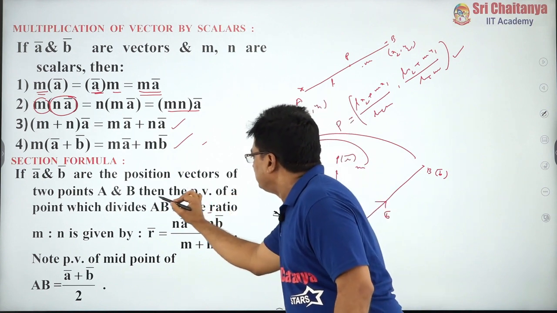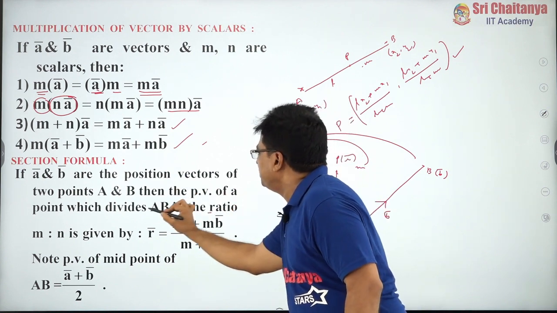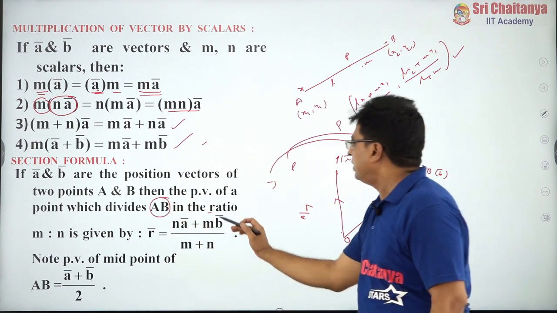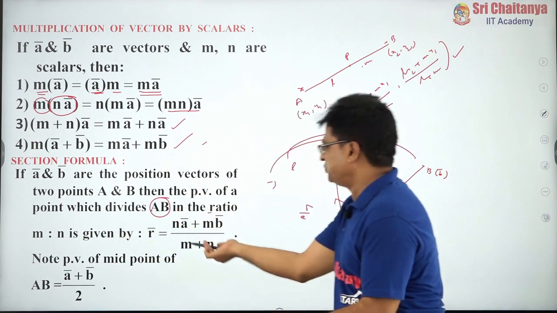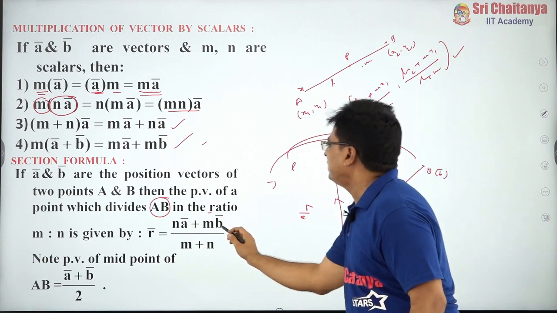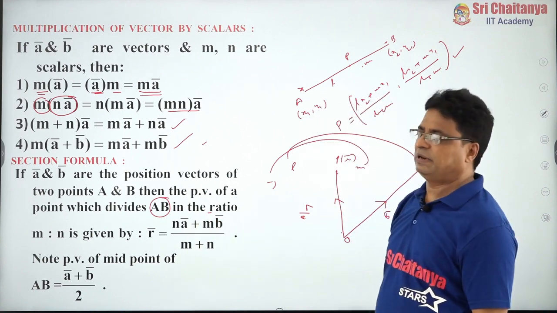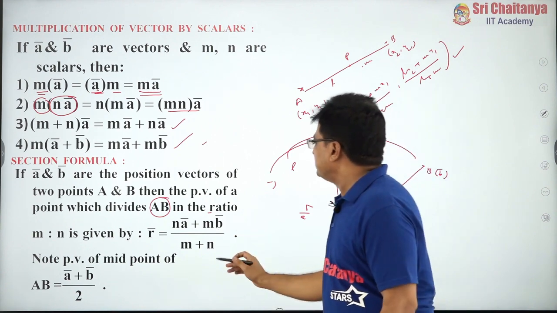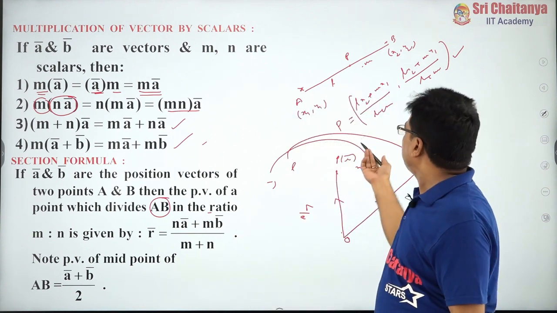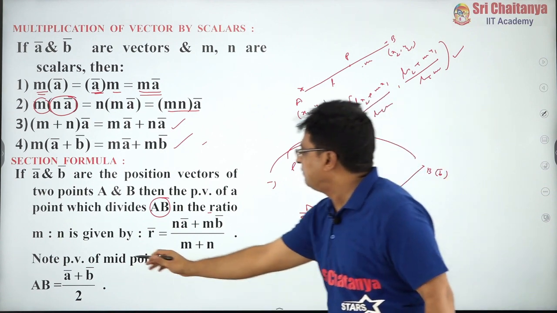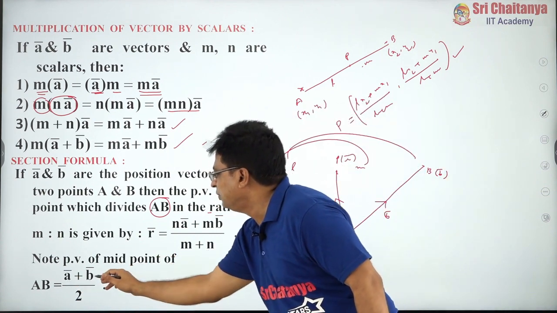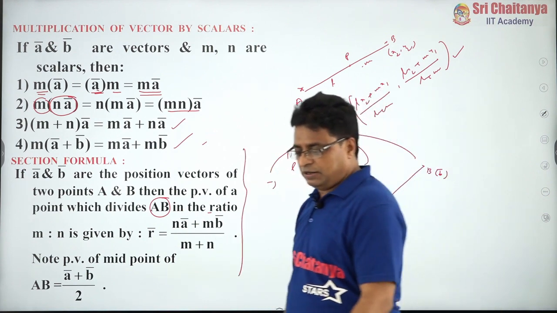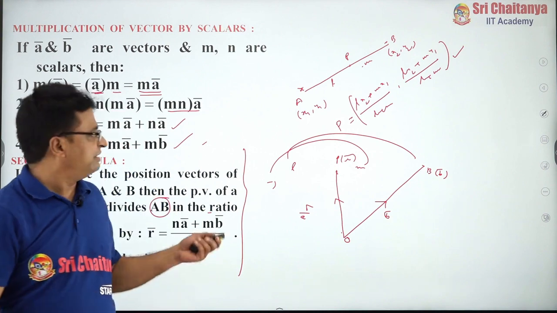See, try to understand the language. The position vector of the point which divides the line segment AB in the ratio M is to N, or L is to M, whatever it may be, is nothing but NA bar plus MB bar by M plus N, where M plus N is not equal to 0. And of course, if M is equal to N, automatically the point becomes the midpoint. Therefore, the position vector of the midpoint of AB is equal to A bar plus B bar by 2. This is again a very important formula for solving several problems in vector algebra.